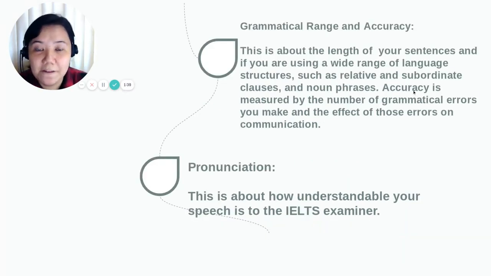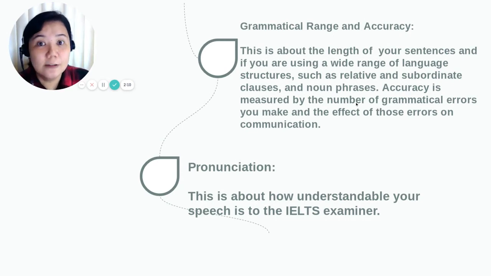Next, we have our grammatical range and accuracy. This is about the length of your sentences and whether you're using a wide range of language structures, for instance relative and subordinate clauses and noun phrases. Accuracy is measured by the number of grammatical errors that you make and the effect of those errors on communication.